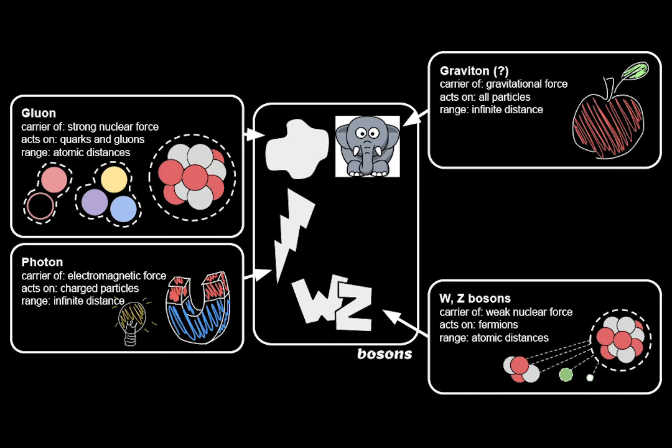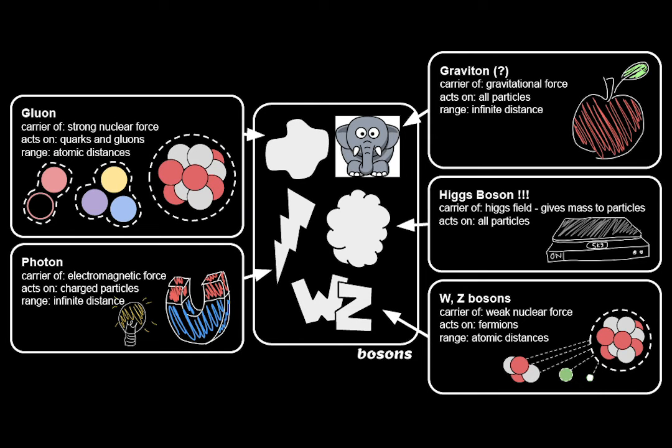We haven't been able to experimentally find it yet, but in order for the Standard Model to work, we expect that this exists. The gluon, the W and Z bosons act on very tiny ranges, while the photons and gravitons act on an infinite range of distance. However, we're not actually done yet because there's also the Higgs boson, the carrier of the Higgs field that gives mass to other particles.